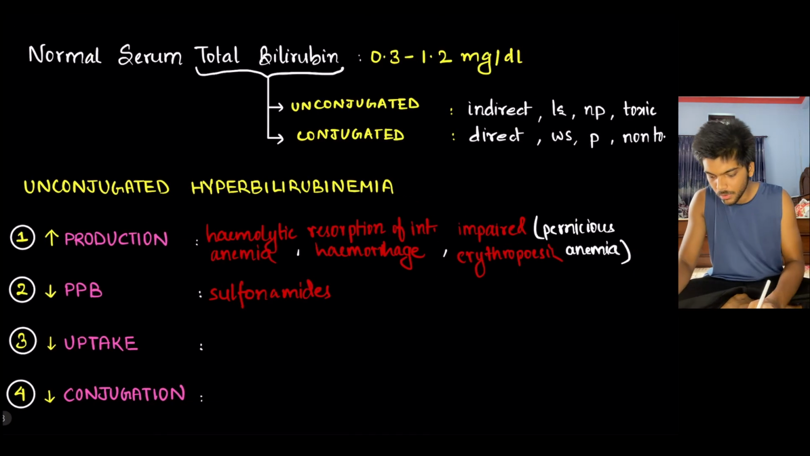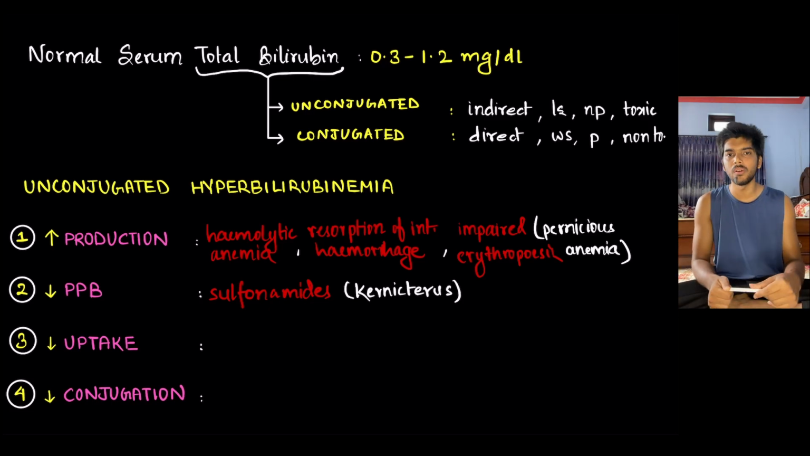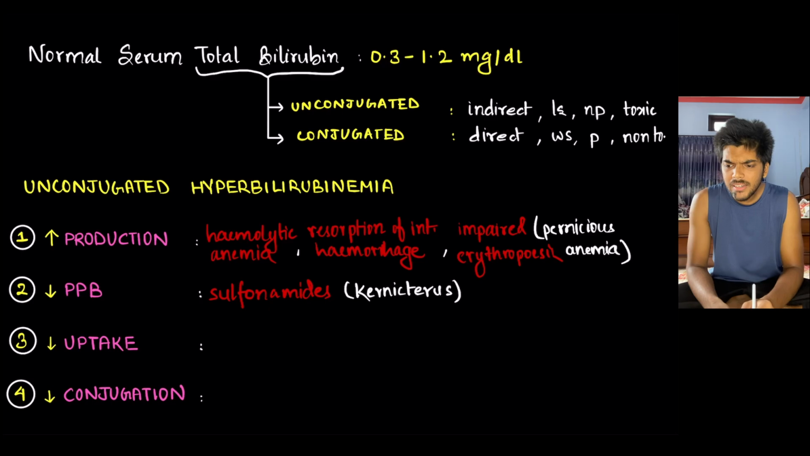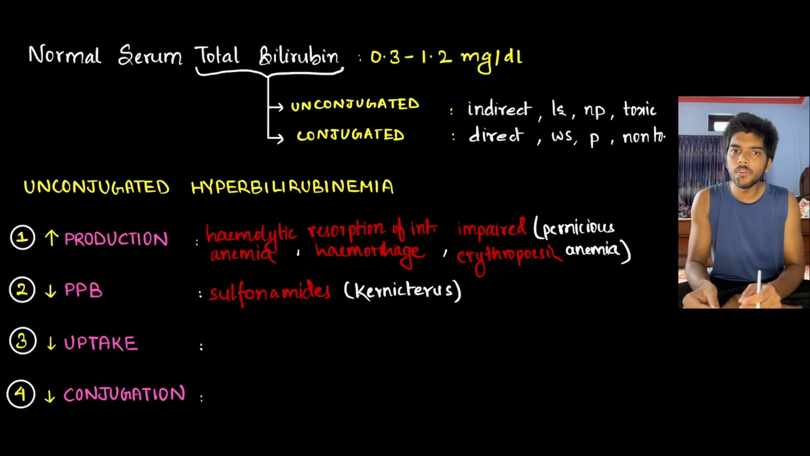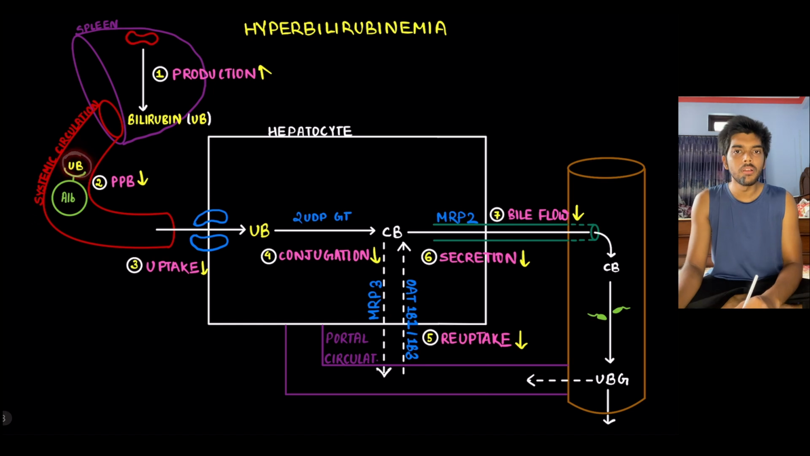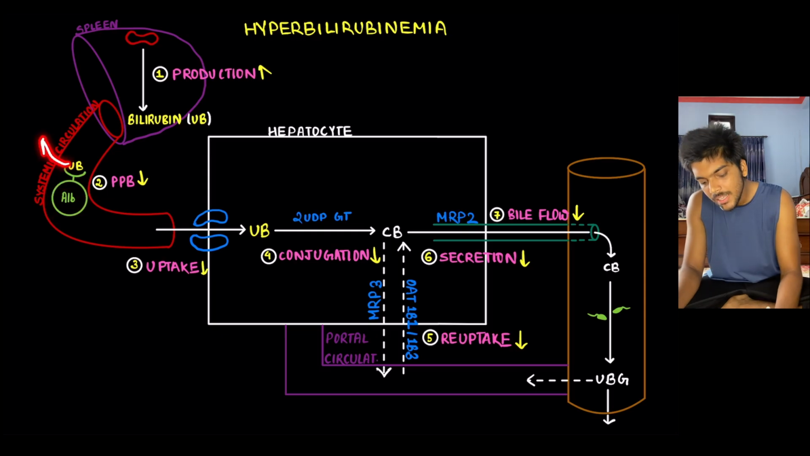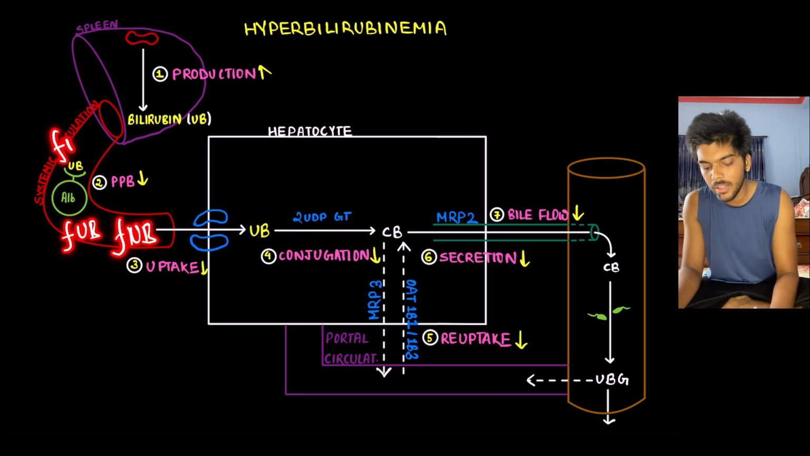Okay, a new terminology for you guys. Kernicterus. Ever heard of it? You might have read that the adverse effect of sulfonamide is kernicterus in neonate. What is that? See, let's say there is a newborn and this newborn has an infection. So the doctor prescribes sulfonamide to the newborn. What will sulfonamide do? The sulfonamide will compete with unconjugated bilirubin. Since it has a higher affinity towards albumin, it will displace the unconjugated bilirubin and itself go and sit there. So there is increase in the level of free unconjugated bilirubin in blood.